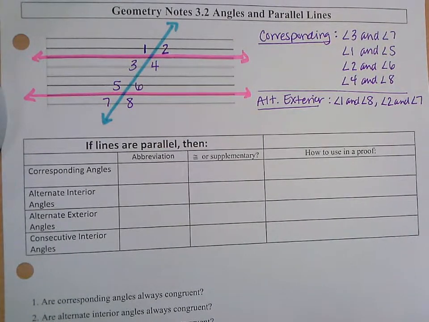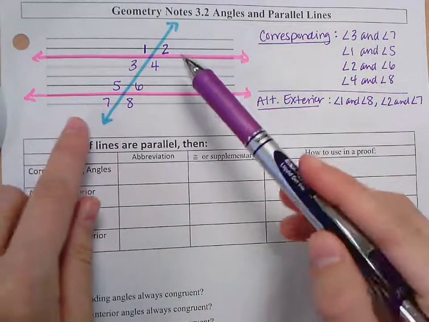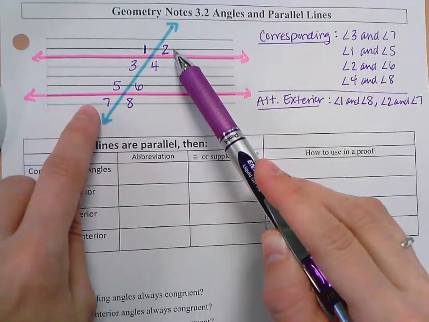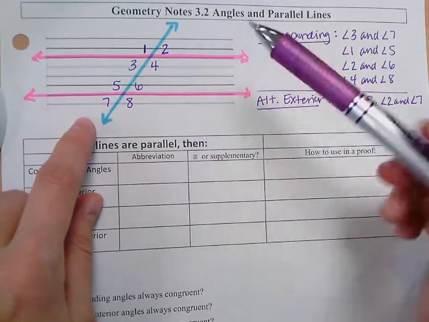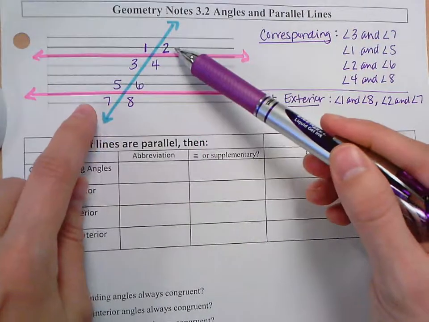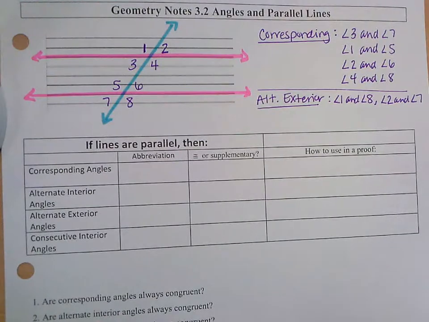Okay, so alternate always means the opposite side of the transversal. And then exterior, they have to be outside of, on my diagram, it's the pink line. So the 2 and the 7, the 1 and the 8.